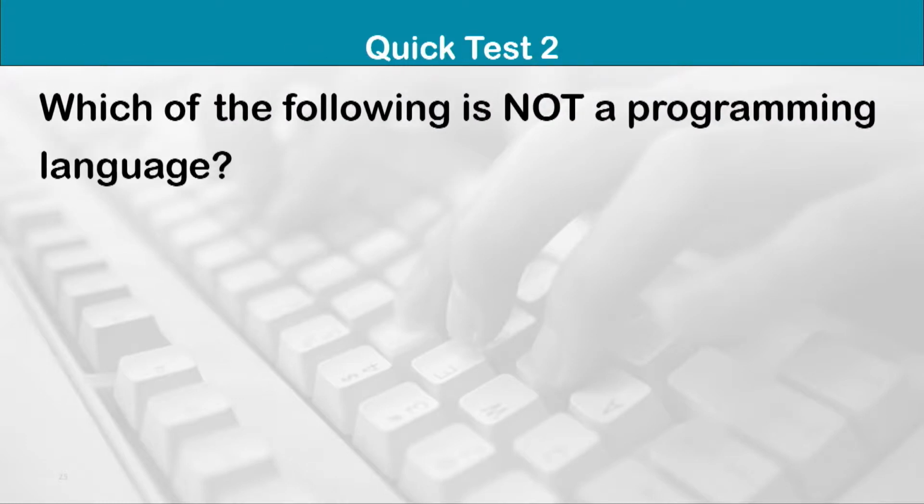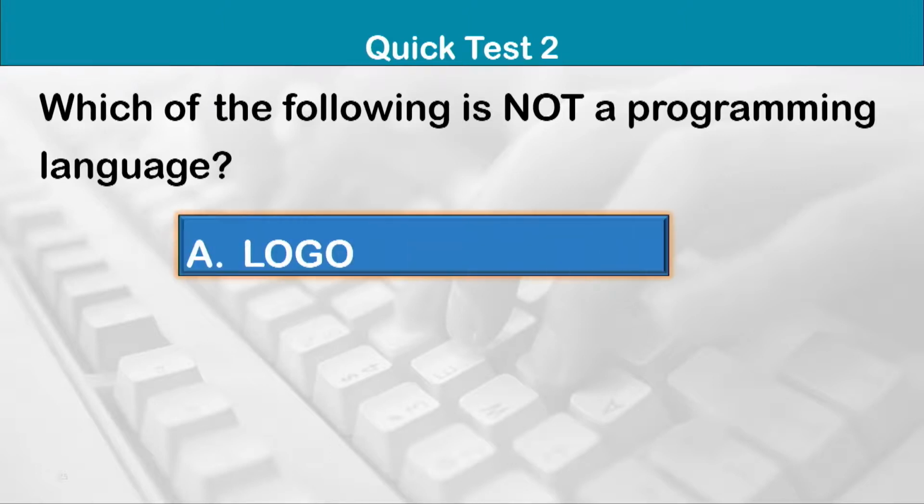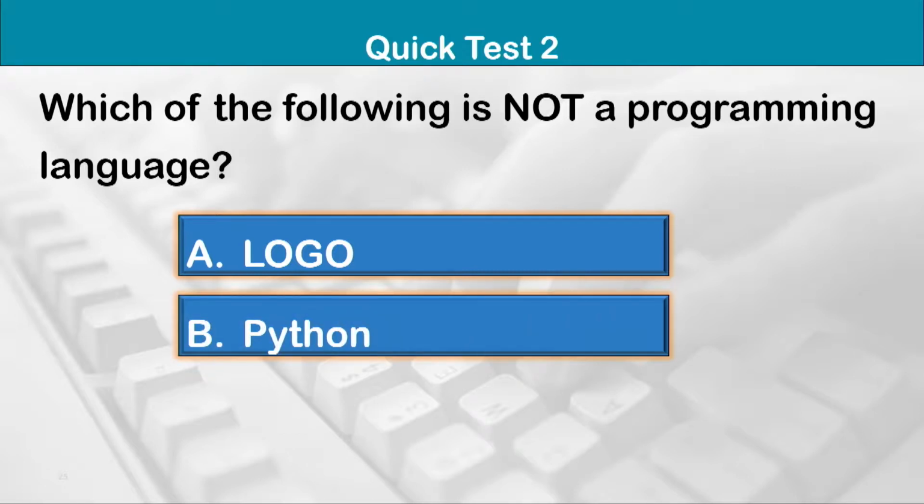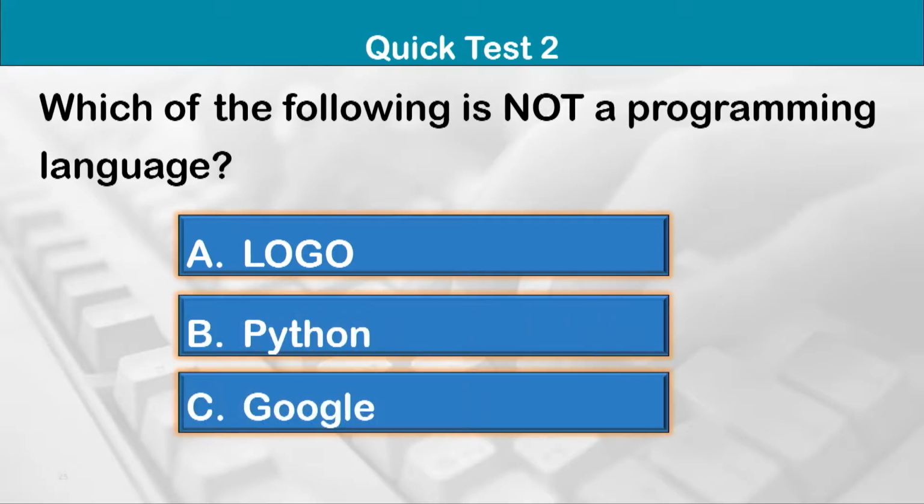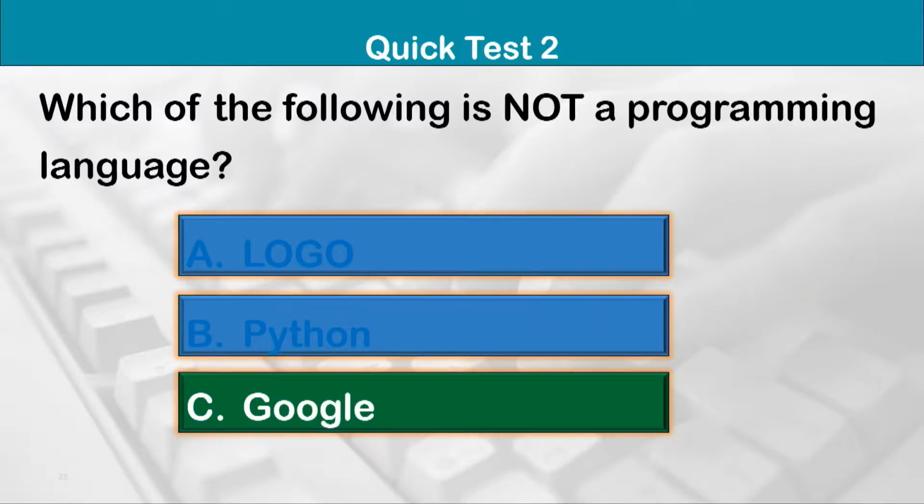Next question. Which of the following is not a programming language? A. Logo. B. Python. Or C. Google. Logo and Python are both programming languages, while Google is a search engine. The correct answer therefore is C. Google is not a programming language.